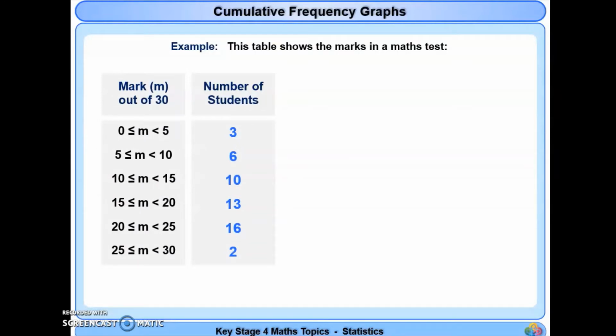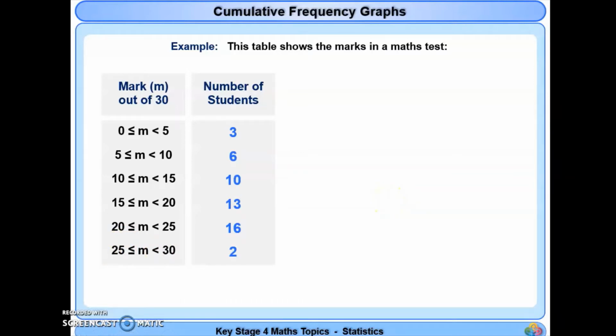You are given a frequency table including some grouped data. In this example, it shows the results from a maths test. So we can see that 3 students did quite poorly on the test. They got greater than 0 marks but less than 5. 2 students did very, very well on the maths test. They got greater or equal to 25 marks and less than 30.